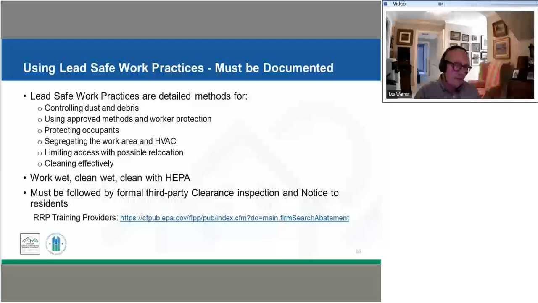And then at the completion of our treatment, we always will be doing a cleaning and making sure that we've collected all that dust and debris that might have been created. So that's usually going to be done working wet and cleaning wet. Also the use of a HEPA vac, which is a vacuum that has a filtration system that's able to collect more of that minute particulate. And then we mentioned we're going to be doing a third-party clearance and then providing a notice. Again, here's a link for RRP training providers that we mentioned as part of the EPA site on that.